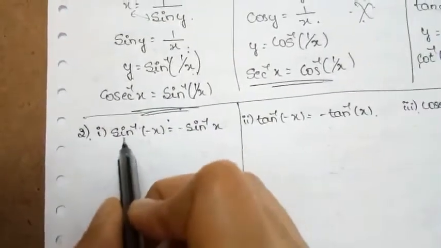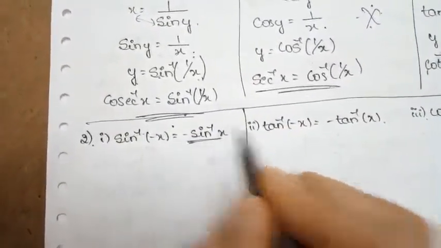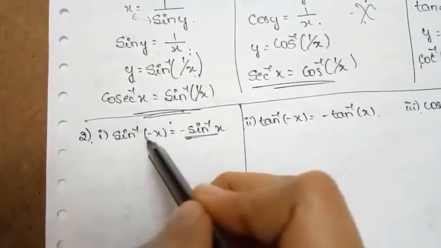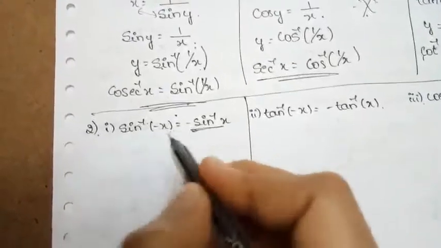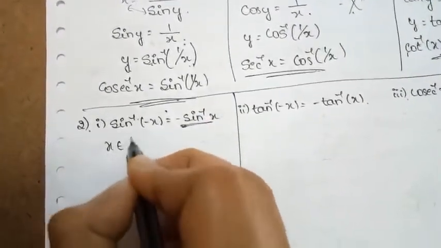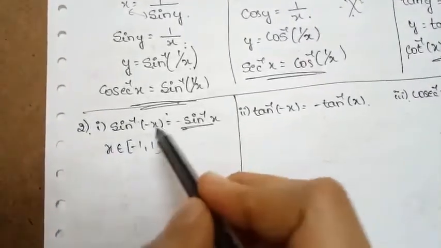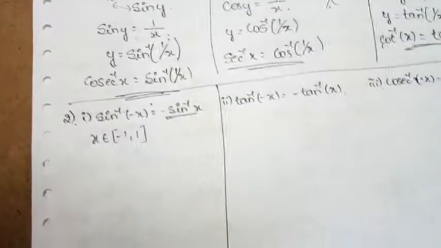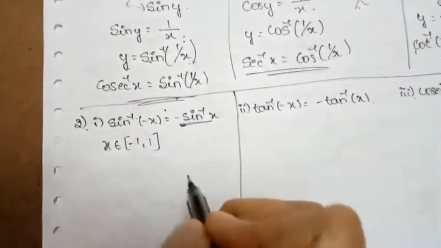That is, the first thing is sine inverse of minus x is equal to minus sine inverse x. Remember this: sine inverse of minus x is equal to minus sine inverse x. Upon which values? The domain here is x varying from minus 1 to 1. So when x varies from minus 1 to 1, only at that time is this going to be satisfied. That is, sine inverse of minus x is equal to minus sine inverse x.